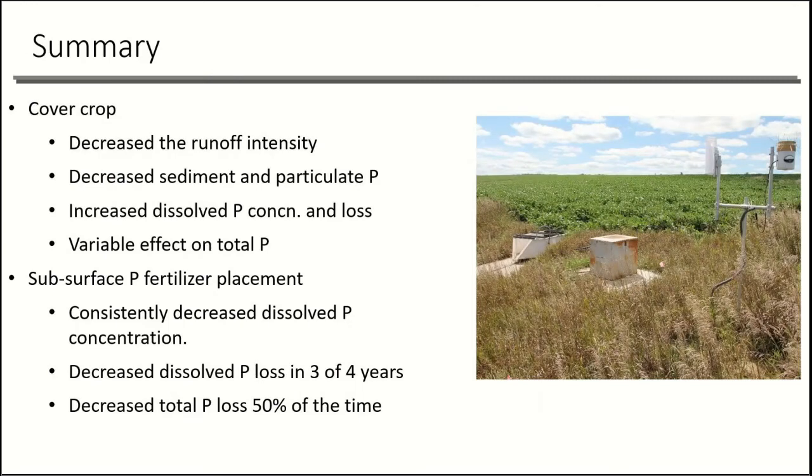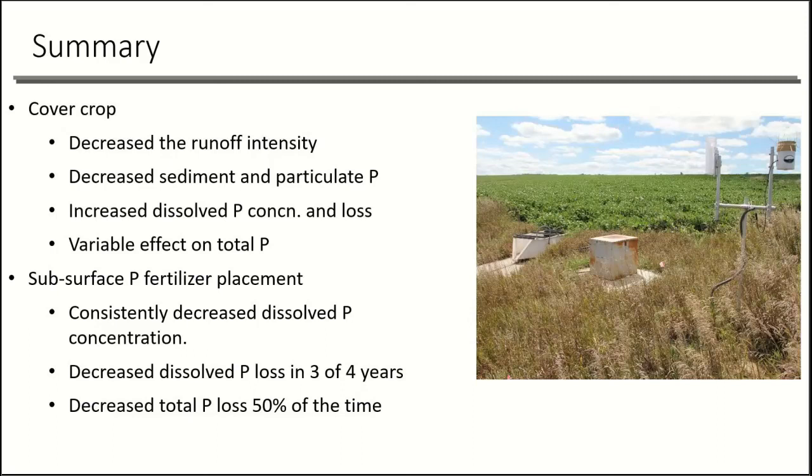So kind of in summary, our cover crop decreased our runoff intensity, increased sediment and particulate phosphorus loss, and increased dissolved reactive P loss. And the reasons for that increase in dissolved reactive P loss, we're not certain about. There's some possible reasons. It could be coming from the cover crop residue, but I think it's got to be a little bit more than that.